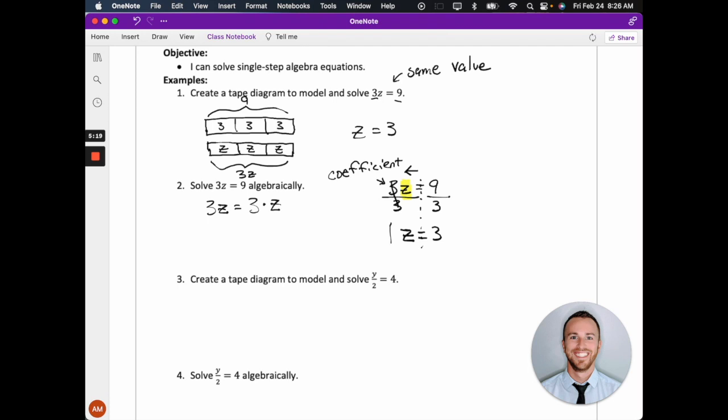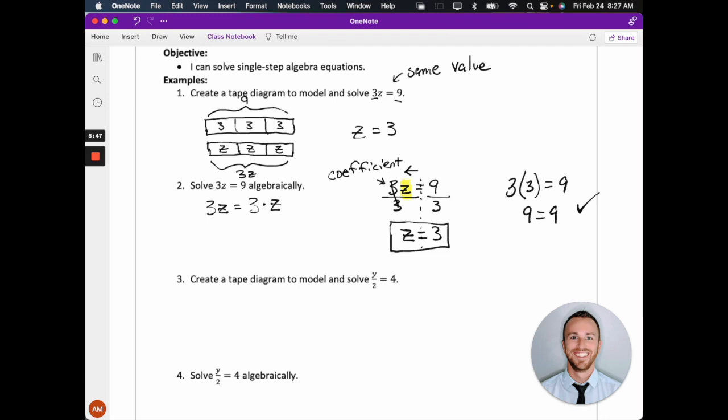Again, we found the same answer for both: z was 3. But my process of algebraically solving this is really important to understand. Now I'm going to substitute the value 3 back in for z and see if it turns out to be true. So 3, and instead of z, I substitute in the 3. Does that equal 9? Well, 3 times 3 is 9. 9 equals 9, so I'm good.